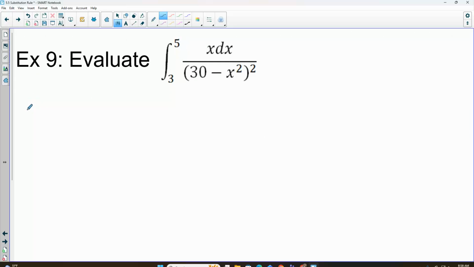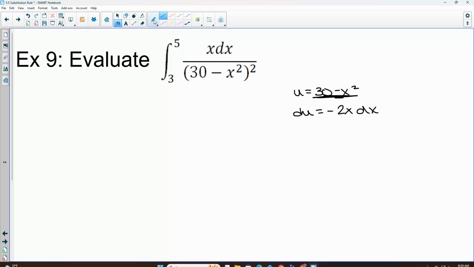All right, so let's look at this one. What would you pick for your u value? 30 minus x squared. So du is negative 2x. Okay, one thing I noticed yesterday. du is not what you still need in the problem. Okay, du is literally the derivative of u. So you have to do this derivative. Then we have to figure out how to make that what we need in our problem.